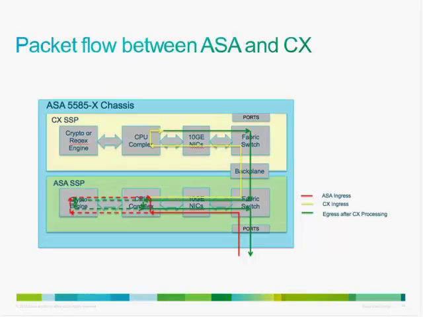Now, if you look at the CX architecture, it's somewhat on similar lines to the ASA. It has a fabric switch of its own. It has a CPU complex of its own. And the crypto engine or the regex engine on the CX is not used because the CX is not going to handle any crypto traffic.